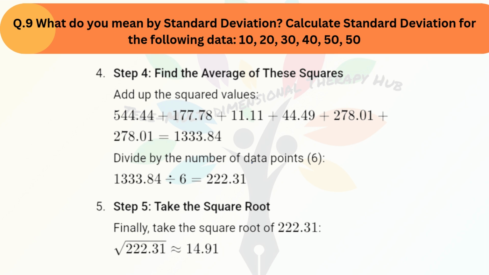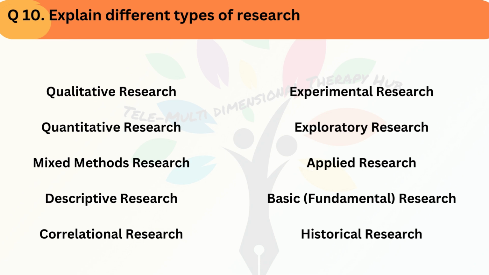So we add 544.44 plus 177.78 plus 11.11 plus 44 plus 49 plus 278.01 plus 278.01 equals 1333.84. Now we have to divide it by 6, and the answer is 222.31. In the final step, the square root. So we get the square root, 14.91.